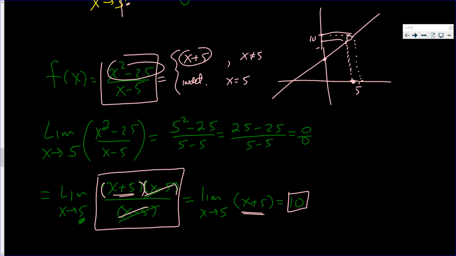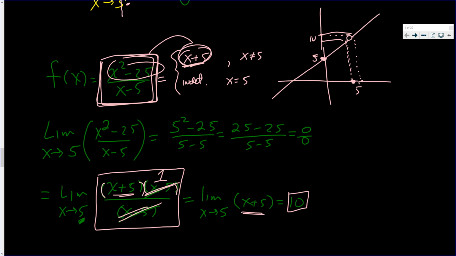Not sure why I put a 5 up there. Oh, that was for the y-intercept. Okay. This function and this function, f of x equals x plus 5, they're exactly the same function, except at 5. This one at 5 gives you 10. This one at 5 says, I don't know, it's 0 over 0. Okay. But in the limit, this is going to be 1. It cancels out.